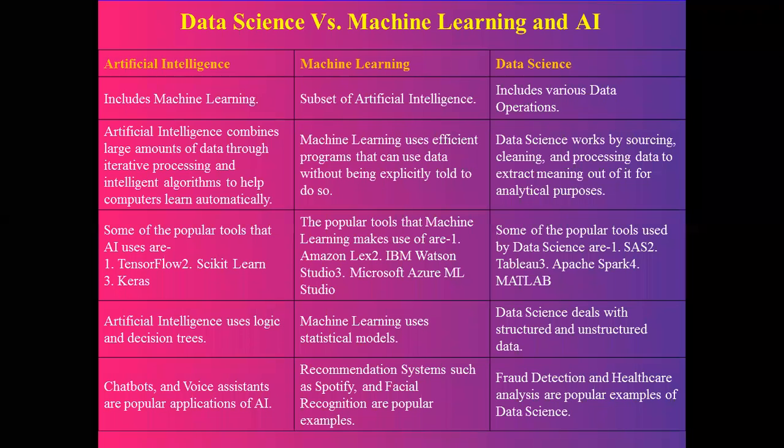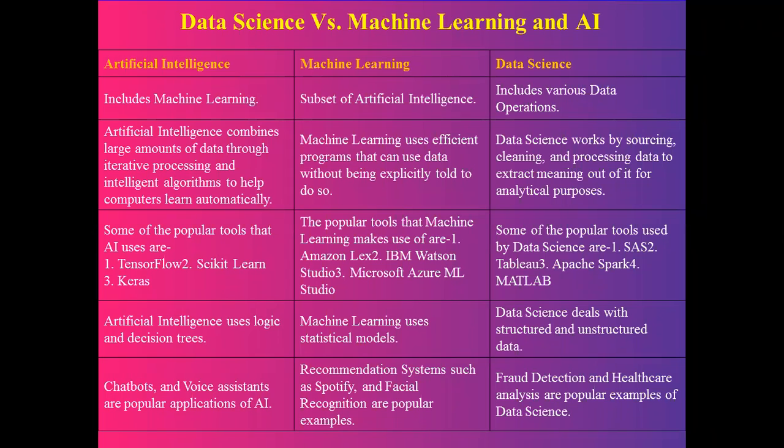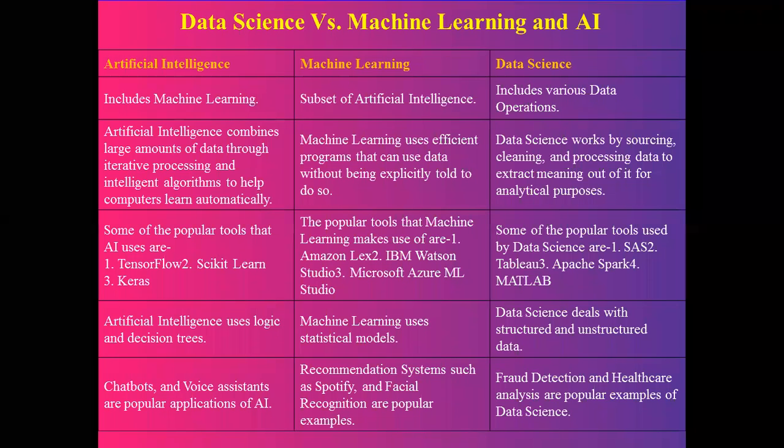So some applications for artificial intelligence are chatbots and voice assistants. Voice assistant means, for example, Google provides a voice assistant. We are going to give some order to that system, and that system will perform based on our voice commands.